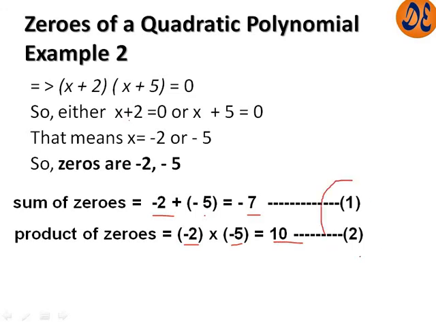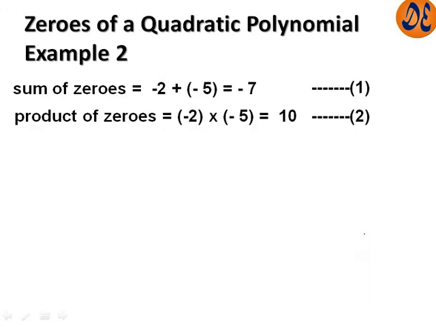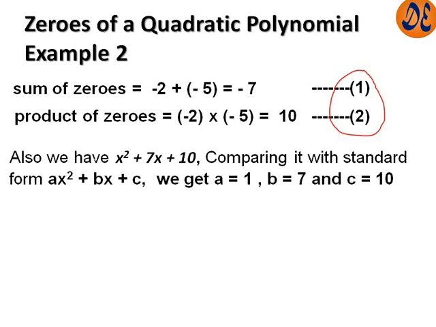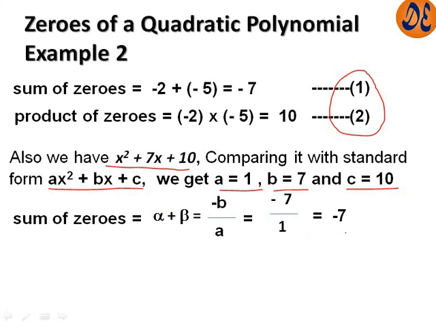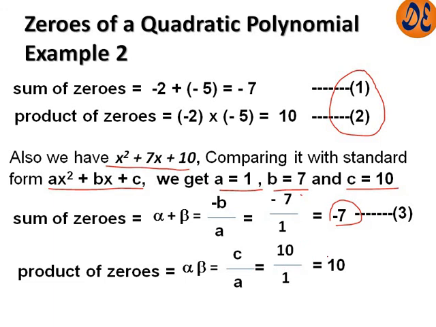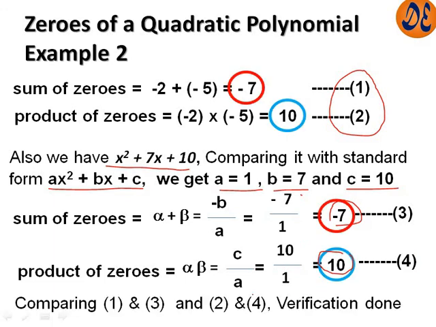Now again let us do the equation over here. I have carried over the equation so that we don't have to move backward. Now again if we compare this polynomial with the standard one, what do we get? We get a is equal to 1, b is equal to 7, and c is equal to 10. So the sum of zeros we are getting is minus 7 by 1, that is minus 7, and the product we are getting is 10. So if we compare 3 and 4, again the verification is done.